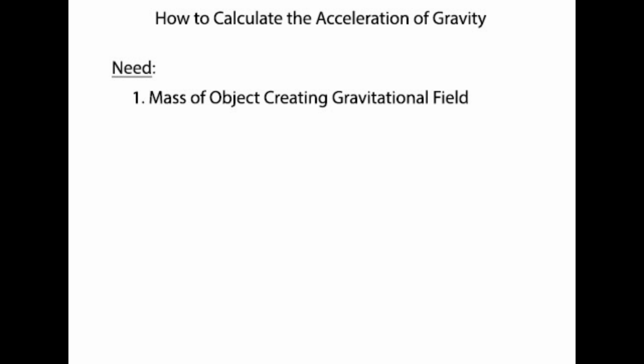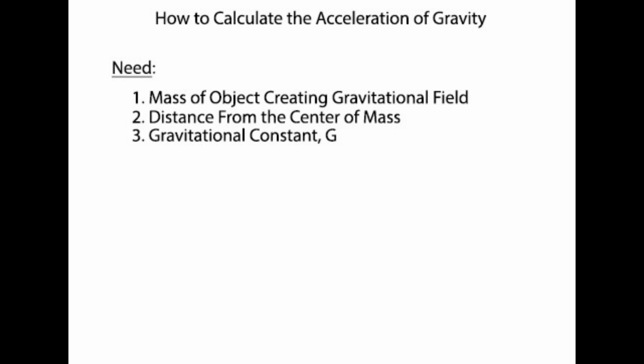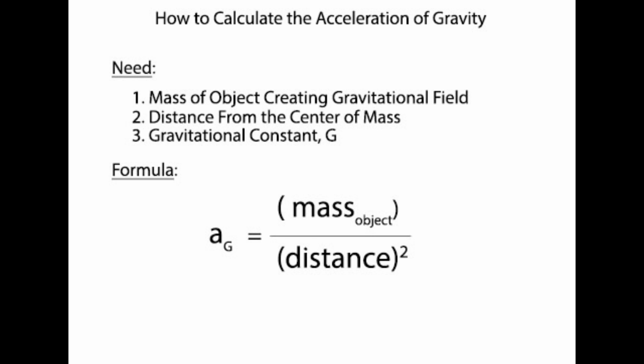In order to understand why the two objects have different accelerations, all we have to do is find the formula for the acceleration of gravity caused by this mass. To do this, we need three things: the mass of the object creating the gravitational field, the distance from that object's center of mass, and the gravitational constant big G. Once we have them, we plug them into our formula. The acceleration of the gravitational field is the mass of the object creating the gravitational field divided by the distance from that center of mass squared, times big G.